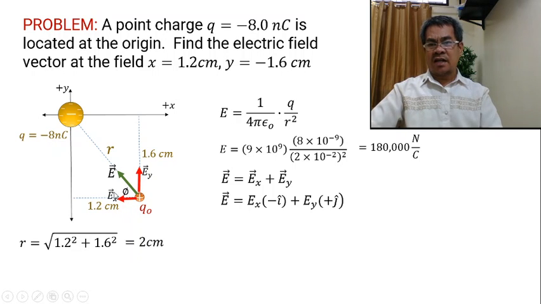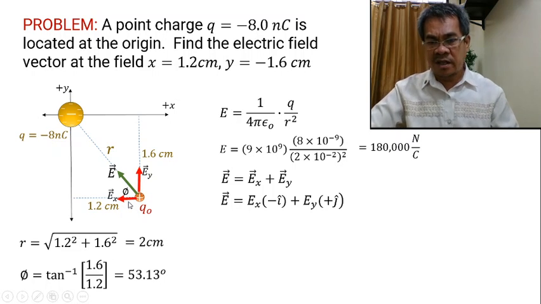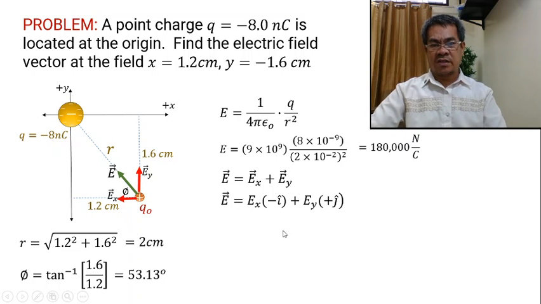How much is this angle? We can calculate it because this is 1.6 and this is 1.2, and this is a right triangle. So, to calculate the angle, you have to use the inverse tangent of 1.6 over 1.2. Calculate, and the answer is 53.13 degrees. So, this angle is from the x-axis towards the electric field. With that, we can now solve for EX and EY.